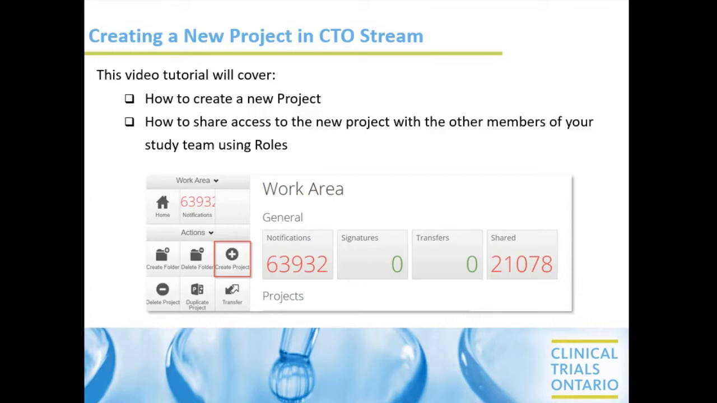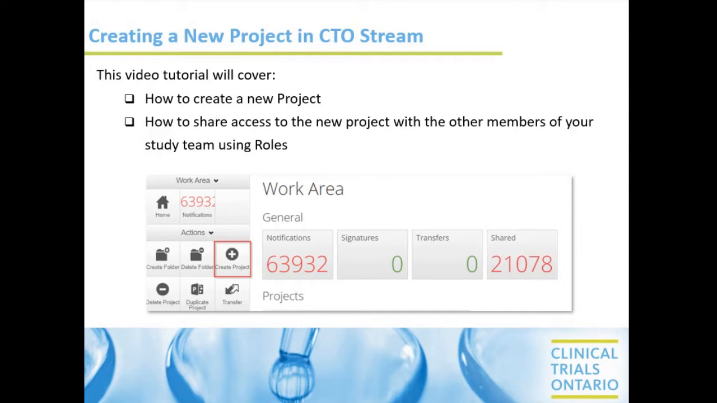Today we're going to look at how to create a new project in CTO Stream. We're also going to cover how to share access to the newly created project with the other members of your study team. Creating a new project is usually done by a member of the provincial study team or the lead site for the study in Ontario. However, it can also be done by the study sponsor when required.